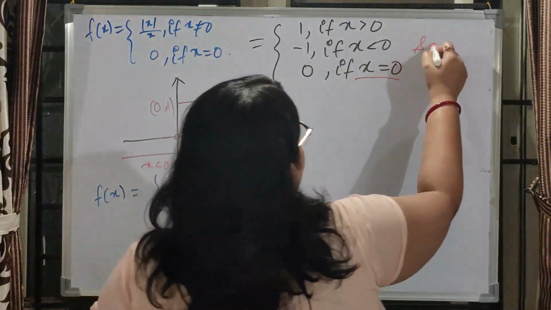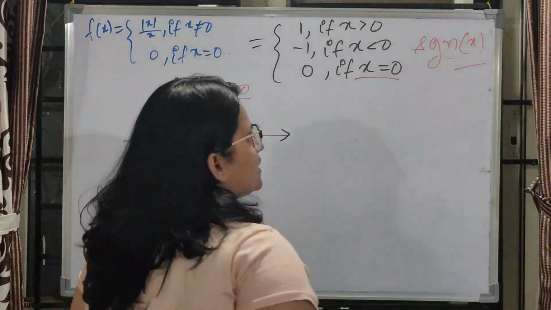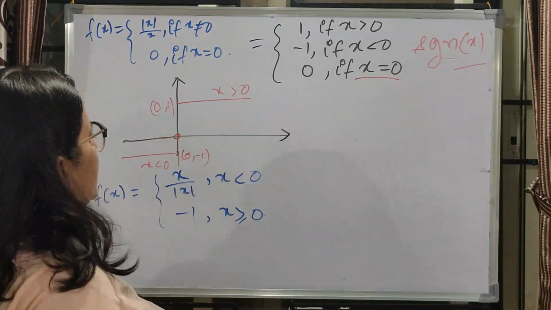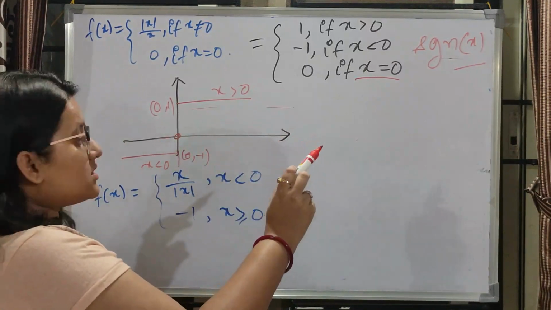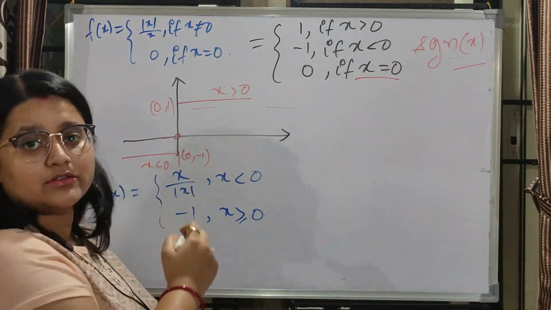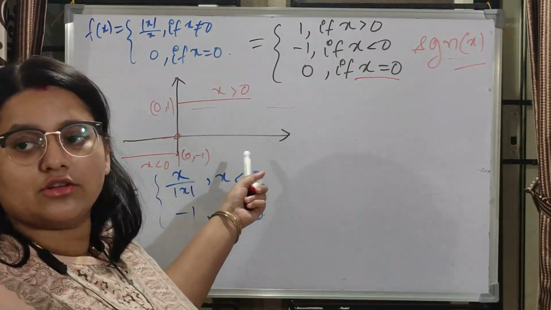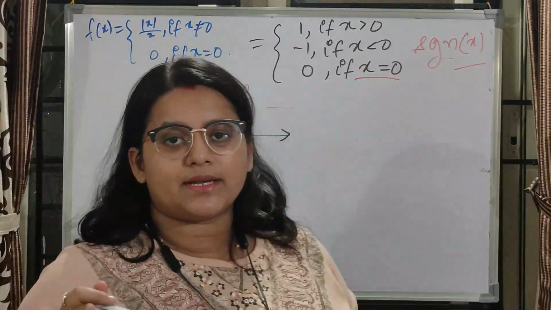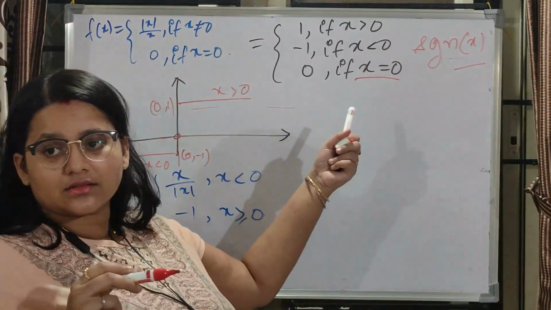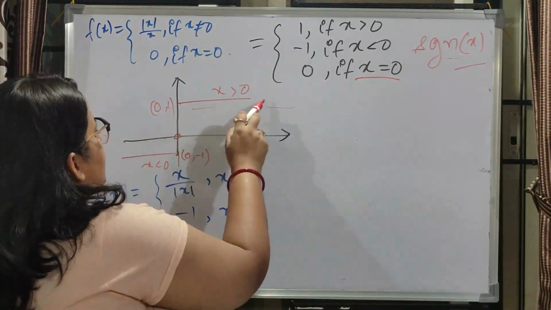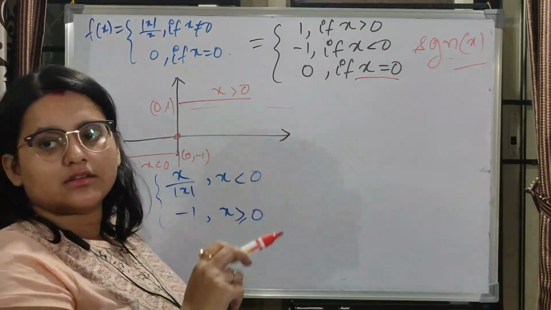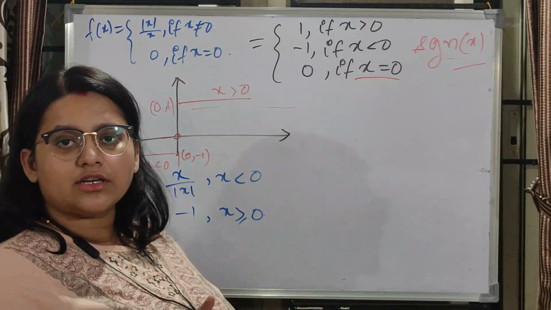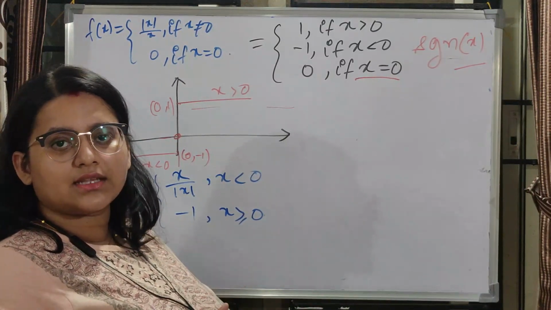This function name is the signum function, signum of x. Here you can see for x greater than 0, all values are 1, a constant function. For x less than 0, for all values it is minus 1, and at x equal to 0, it is 0. So for all three points, we need to lift our pen. So it's not a continuous function at x equal to 0. For x greater than 0 it is one value only throughout the interval, so it is continuous for x greater than 0. For x less than 0 also continuous.